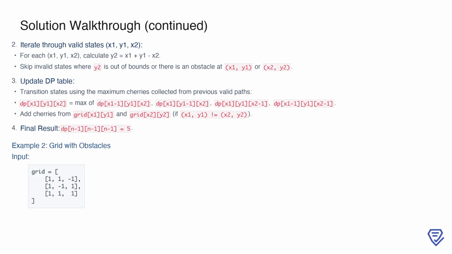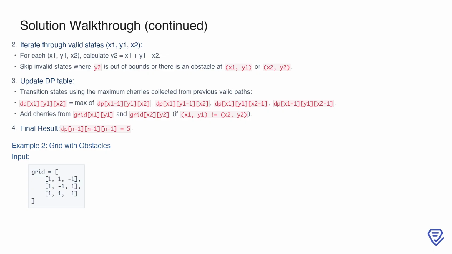Now, we iterate through all possible valid states, x1, y1, x2, in the dp table. For each state, we calculate y2 equals x1 plus y1 minus x2 to determine the position of the second path. If y2 is out of bounds or if either x1, y1, or x2, y2 lands on an obstacle, we skip that state. For valid states, we update the dp value by considering the maximum cherries collected from all possible previous states. These transitions represent moving either path from the left or the top, and we add the cherries at x1, y1, and x2, y2.